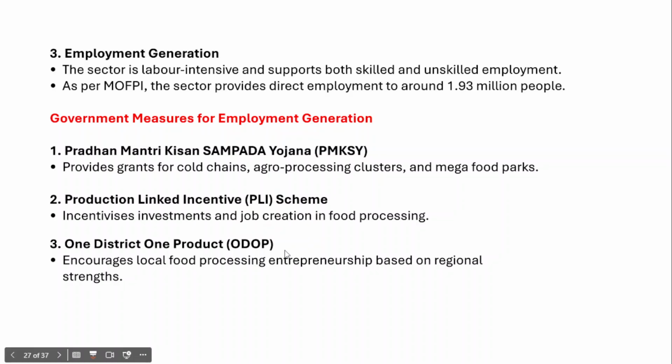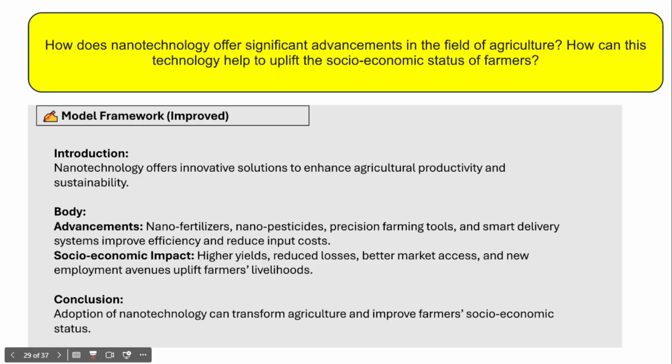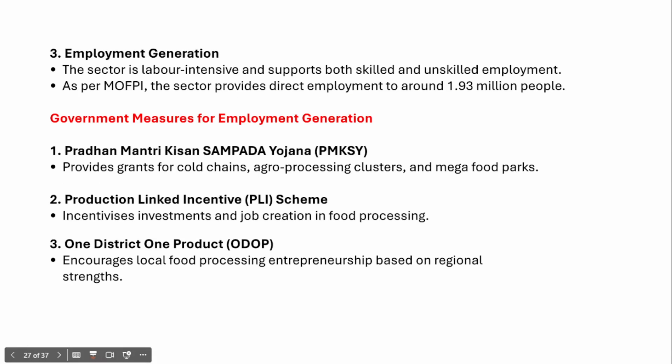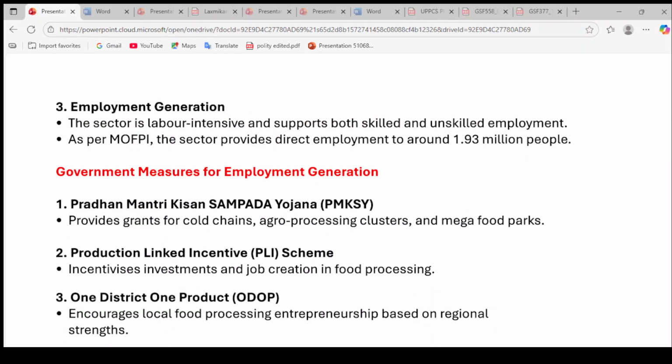And then the government has also launched one district one product as well. So this one district one product program encourages local food processing entrepreneurship based on the regional strength as well, right? So these are some essential and important schemes that the government has launched so far. And then we should be talking about other important schemes as well.